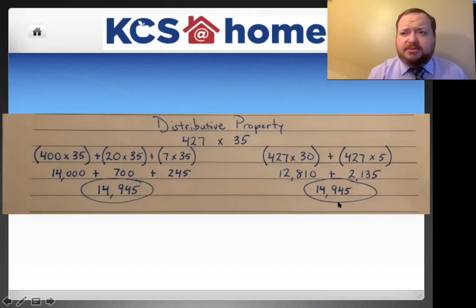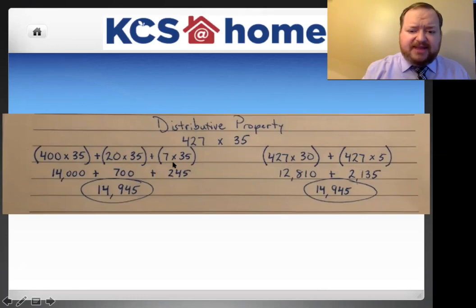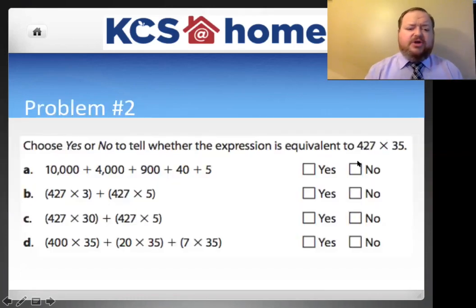Now, the problem didn't ask me to find the actual answer, it asked me to look at some answer choices to see which ones were equivalent. So I want you to pay attention to what I did here, using the distributive property, breaking apart the first factor, multiplying by the second factor, or keeping the first factor together and multiplying by the second factor broken apart. And let's go back and look at our answer choices. In letter C, I see they took 427 times 30, 427 times 5, which gives us 35 when we put it back together. So letter C is equivalent to that original problem of 427 times 35.